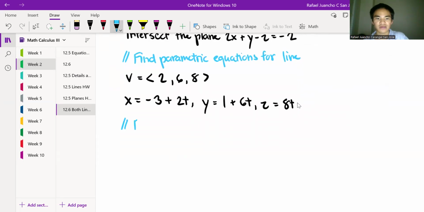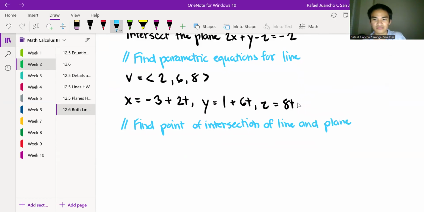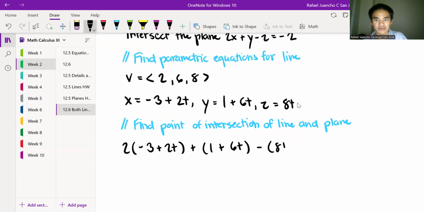Now we find the point of intersection of the line and the plane. So again, this is where you just plug in the values of x, y, and z into the plane in terms of t. And then we're pretty much done with the problem. We're using the plane 2x plus y minus z equals negative 2, plugging in our x value in terms of t. And then we just solve for t here.